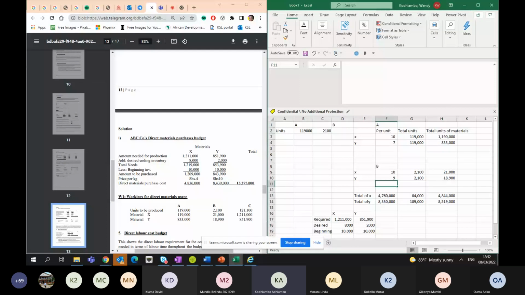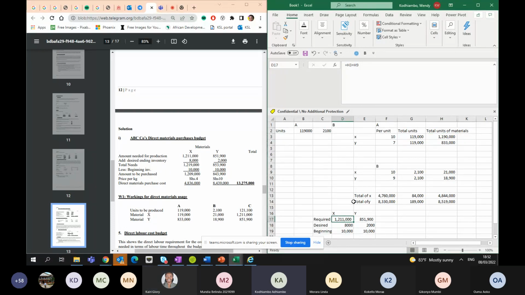Hey people. Hi. Yes. Just to ask, where did you get the required 101 million, 1.211 million, and the 851? Where did you get those totals? This one. No, not that one. When the required and before you subtract the desired. Okay, yes, so that one.